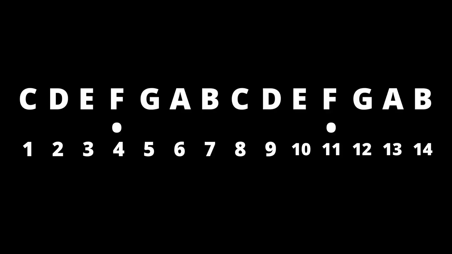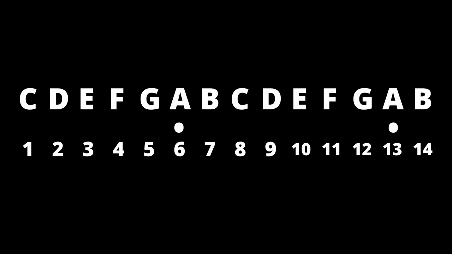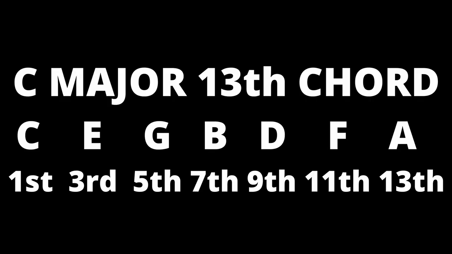11th note F is the same as the fourth note. Add this to the C major ninth chord and you get a C major 11th chord. And finally, the 13th note A is the same as the 6th note. Add this to the C major 11th chord and you get a C major 13th chord.